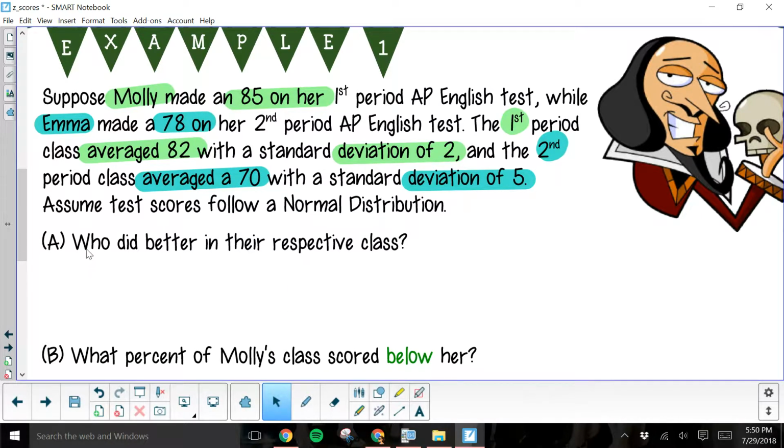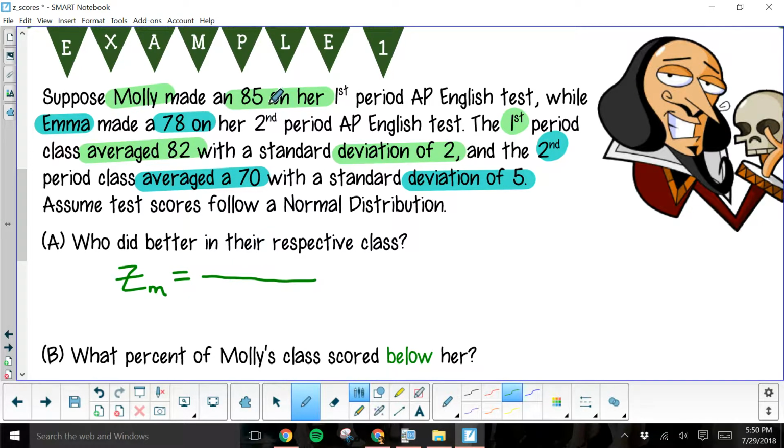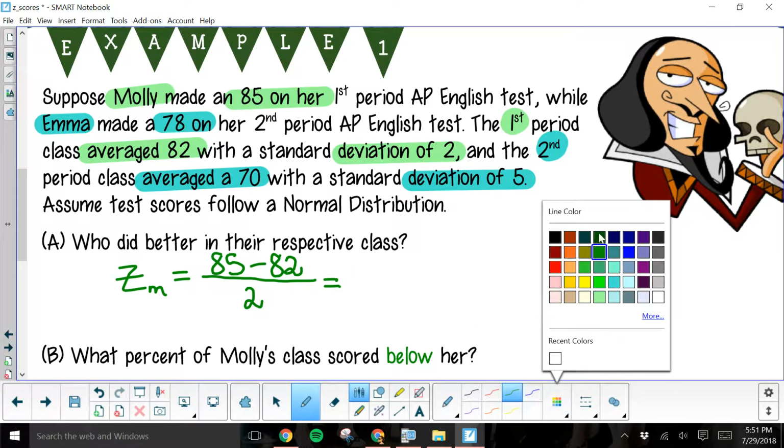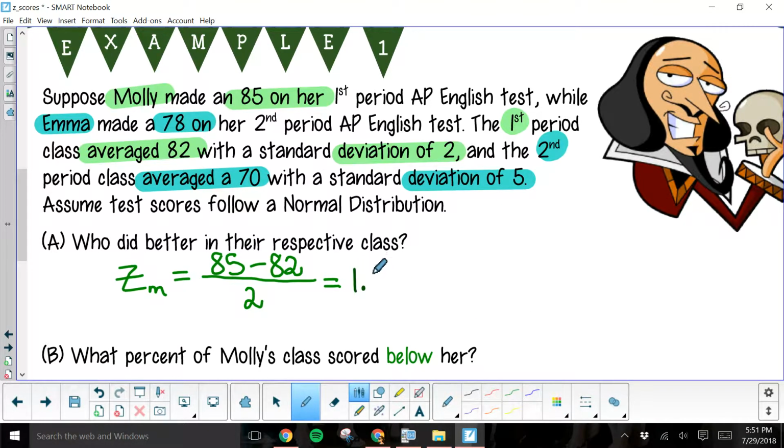So now I want to say, well, who did better according to their classes when I take their class period into account? So let's do a standard score. So I'll do ZM for Molly. I'll keep her in green. Molly scored 85 on hers. Notice her class had an average of 82. So how far away Molly is from the mean, and then divided by 2 to figure out how many standard deviations away Molly actually is. And we're going to get 1.5. Well, it's not too bad. She's 1.5 standard deviations above average. Let's do the same thing, but let's do this one for Emma.